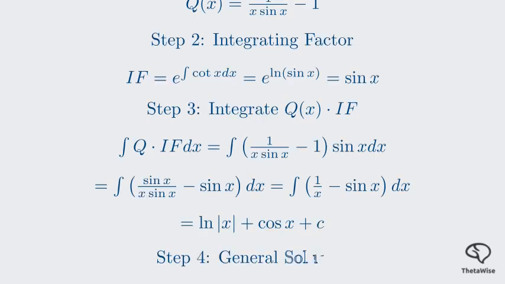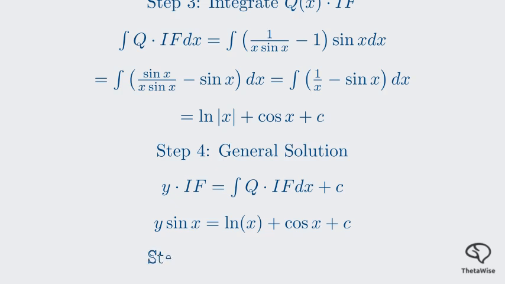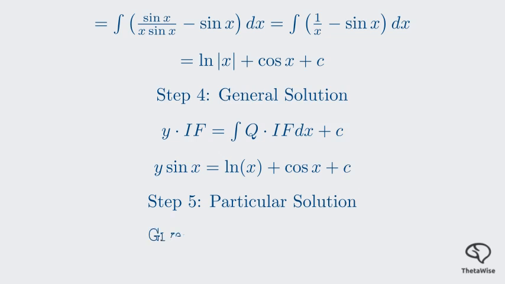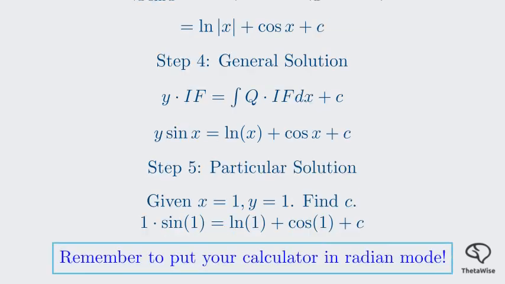Step 4, general solution. The general solution is y times IF equals our integral result. This is y sine x equals ln x plus cos x plus c. Step 5, particular solution. Now we use the initial condition x equals 1 and y equals 1. Substitute x equals 1 and y equals 1 into our general solution. A very important note here, as highlighted in the text, you must be in radian mode on your calculator. This is critical for getting the correct answer.